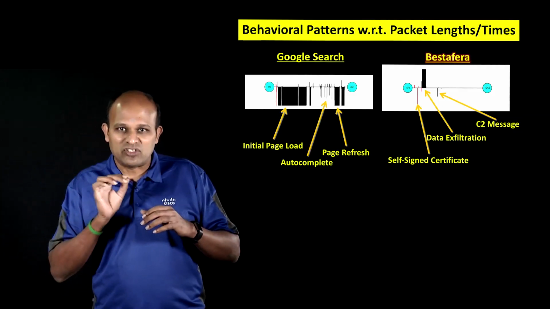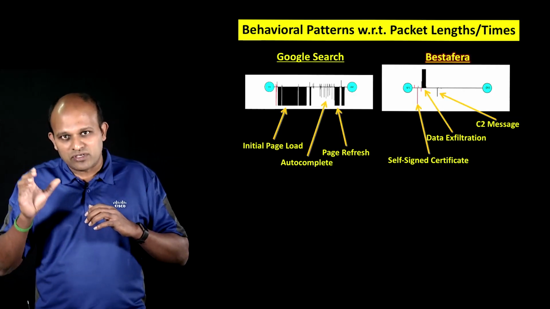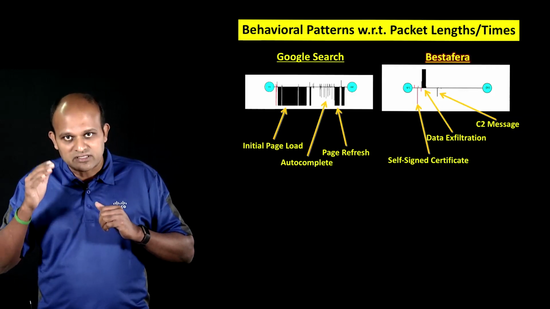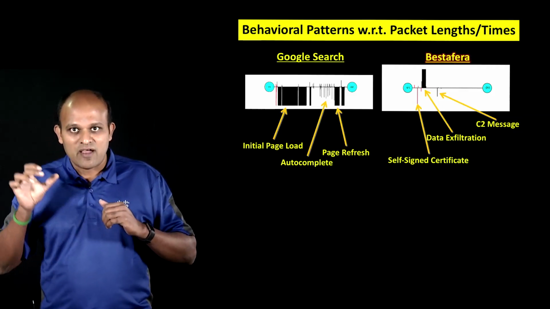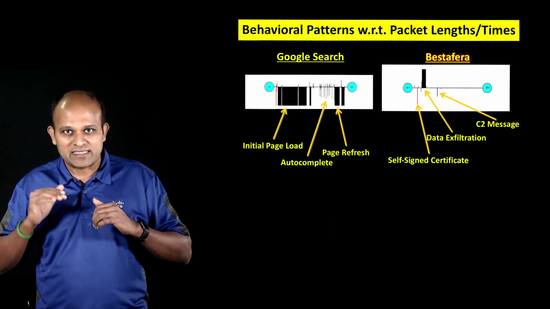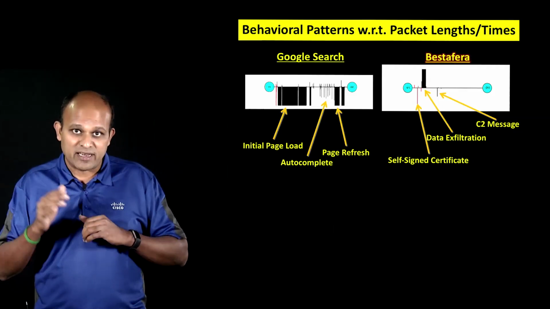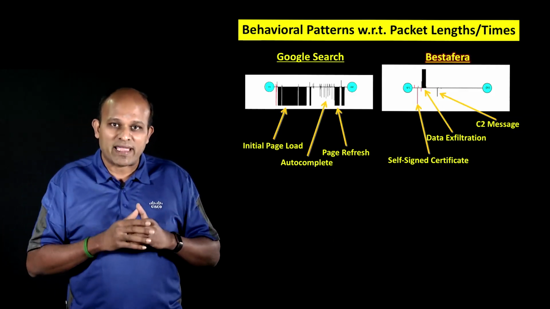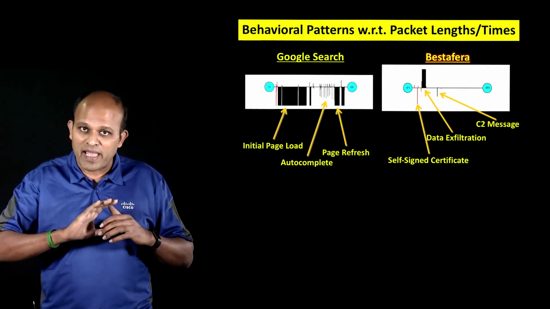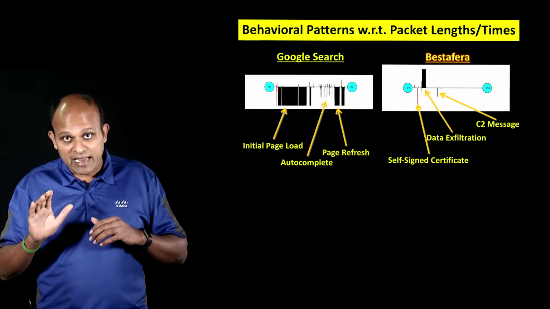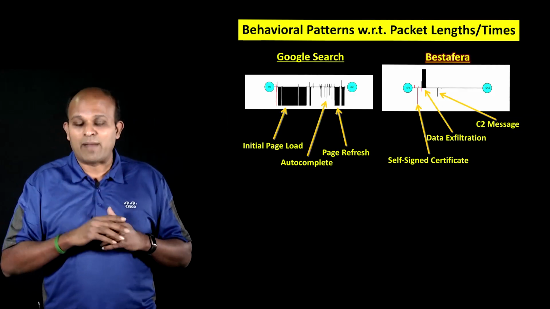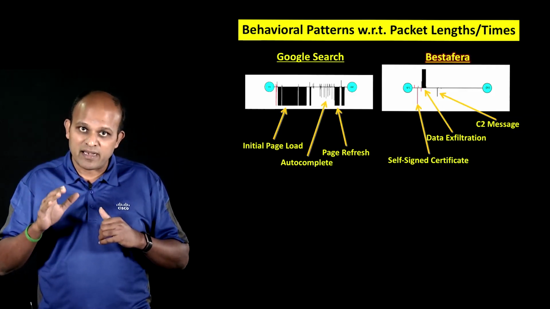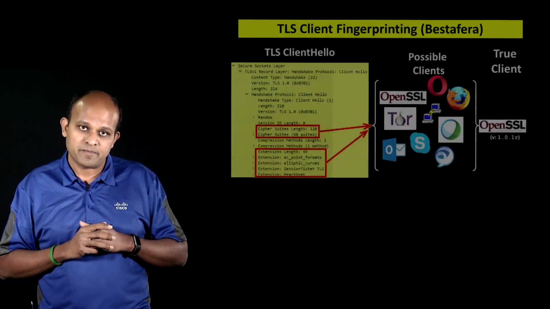So if you look at what happens in the context of a Google search, you will see that after you type a search string, you'll see a whole bunch of responses from the server to the client. The single lines represent the autocomplete responses that you get from Google, following a lot of packets that represent the page refresh. In contrast, if you look at the communication pattern for Bestafera, you will actually see a few packets from the server to the client, but a lot of packets from the client to the server, which is in line with the model of operation expected for this family of malware, which focuses on data exfiltration. You can also see the message from the command and control server, which is encrypted in this case.